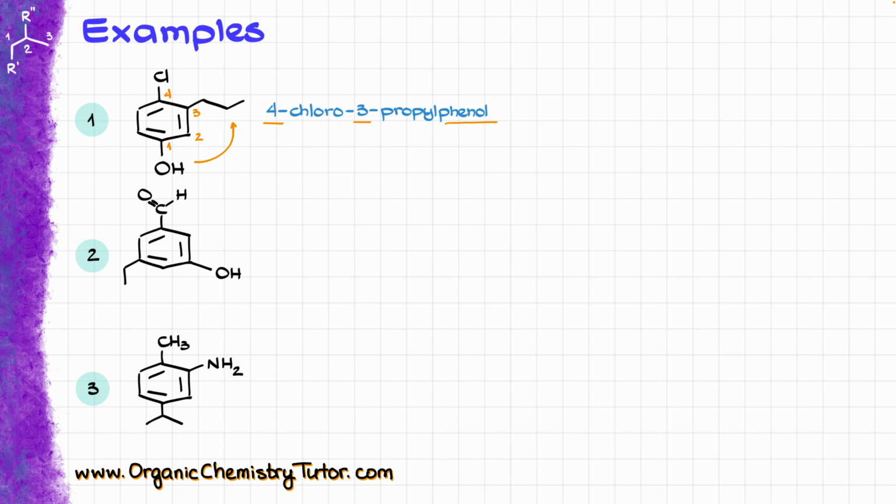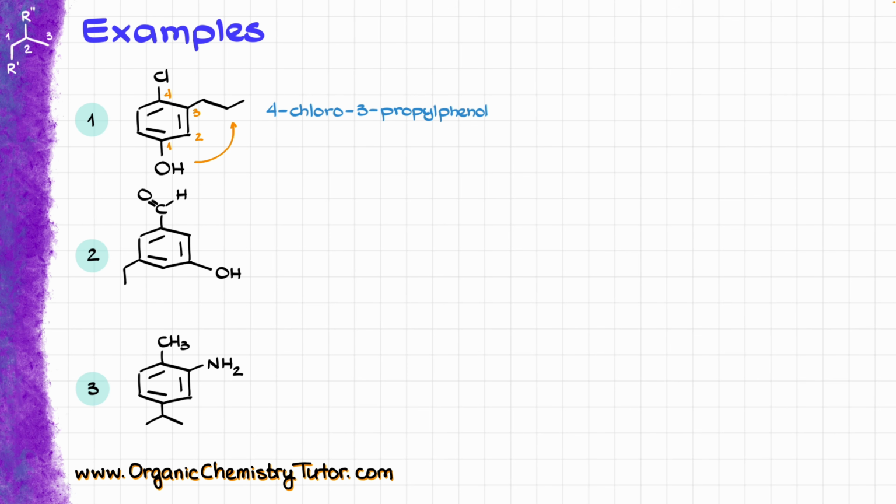name. And notice that I'm still alphabetizing my substituents, and I have to put chloro with a C before propyl with a P, even though chloro, the chlorine, is sitting on the carbon number 4, while my propyl group is sitting on the carbon number 3.